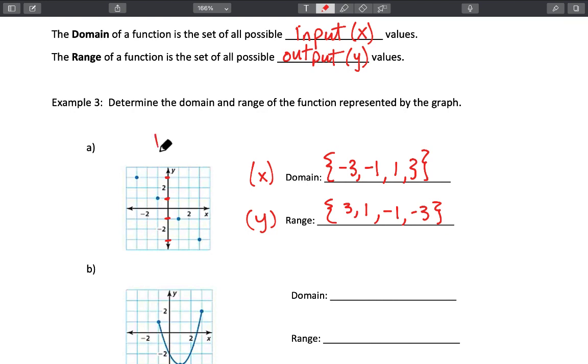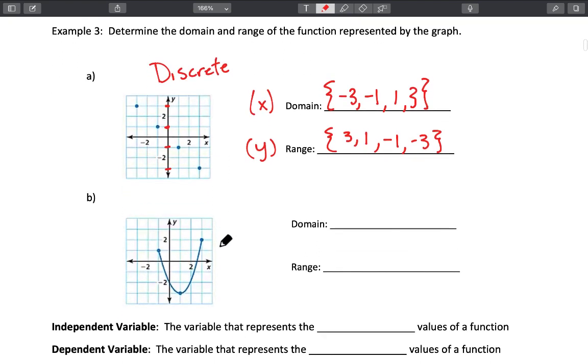Now, this is a discrete graph, and a discrete graph is just plotted points. That's different than our example 3b, which is a continuous graph. Now, a continuous graph, you can draw by not lifting your pencil off the paper. Whereas a discrete graph, you have to lift your pencil off to plot those points.